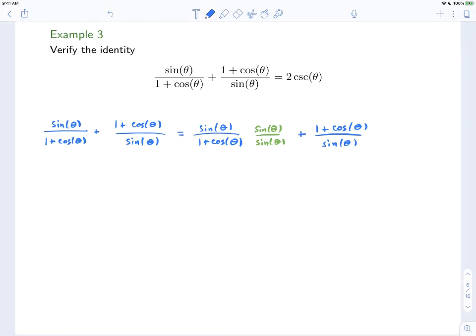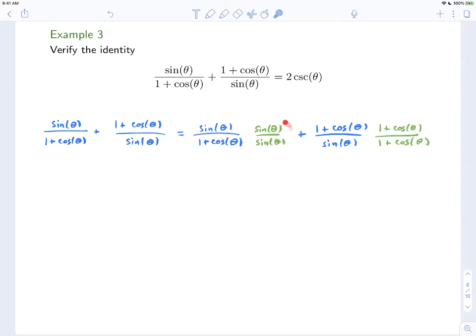So the thing that this term needs is the 1 plus cosine of theta. So we multiply by 1 plus cosine of theta divided by 1 plus cosine of theta. It has to be in the numerator and the denominator. The next thing to do is to combine all of these terms. We have the same denominator now, so we can add them together. But we also have to simplify the numerator.